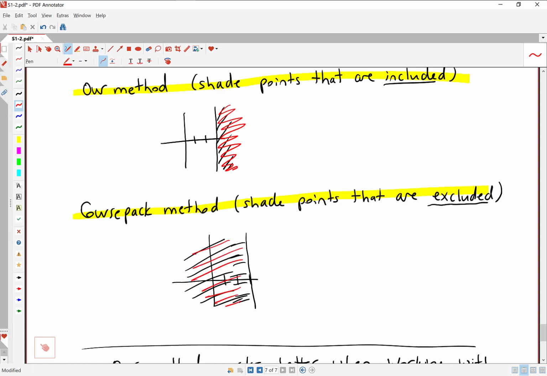Well, the course pack method works fine when you're working with a single inequality, but when you put multiple inequalities together, this idea of throwing points away doesn't work very well. And so just be aware that when you're checking your answers for section 1.2, the course pack is going to look backwards to what you're drawing. And as long as you keep that in mind, that should avoid any confusion.